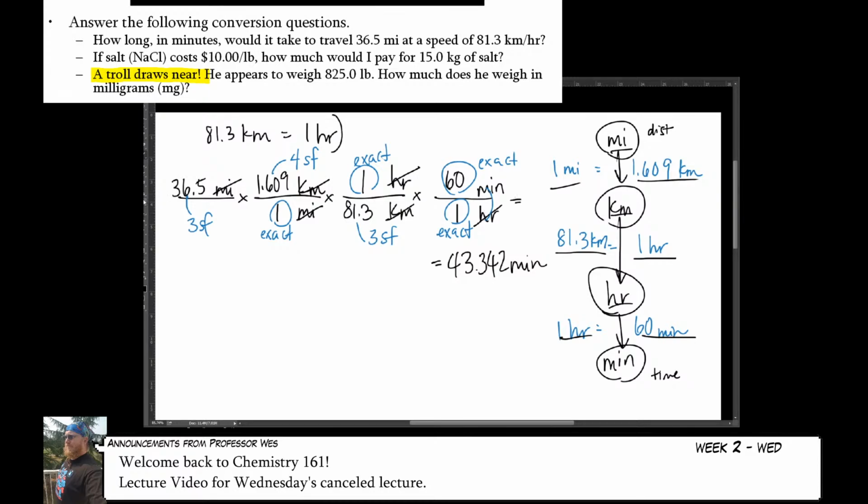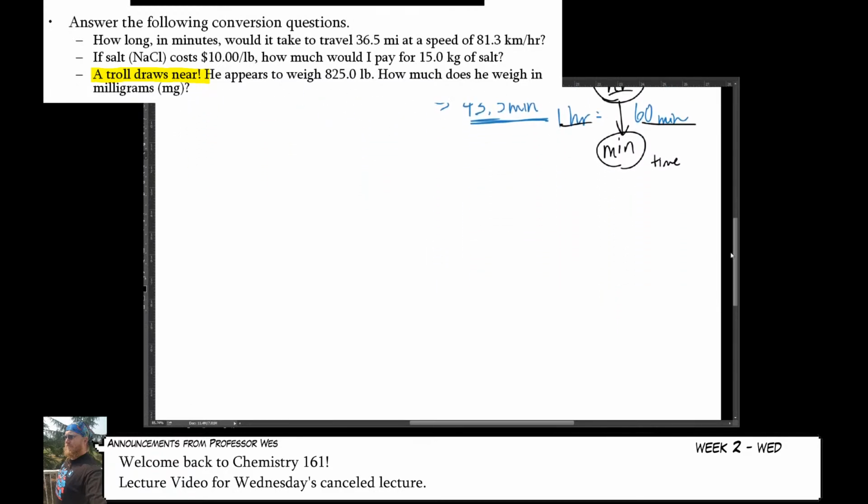So looking at those, 3 is the lowest. My answer should have 3 sig figs. Let's round it to 3 sig figs. There you go. All set. You pause that to write it down. I hope you paused it because now it's going away.